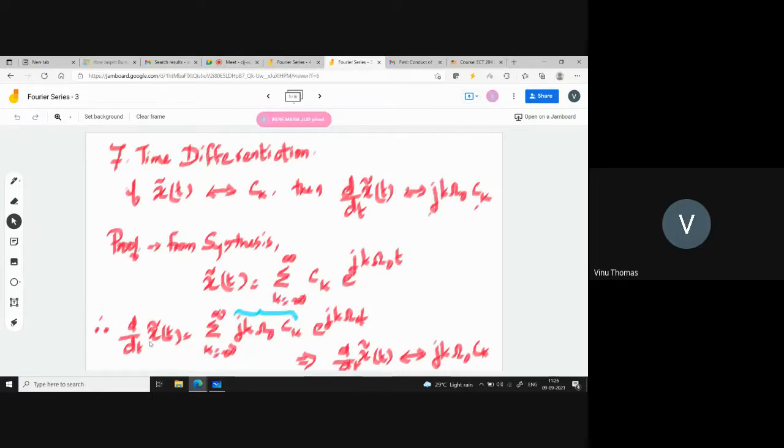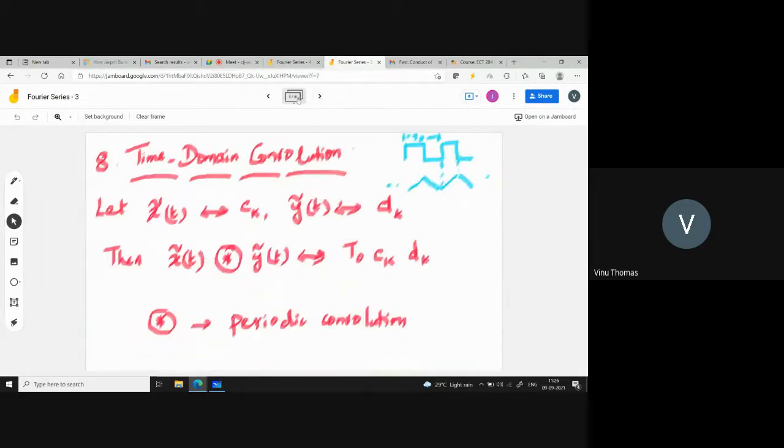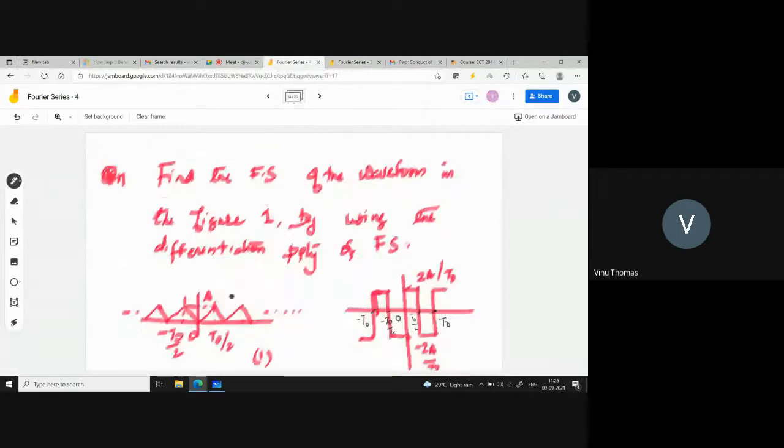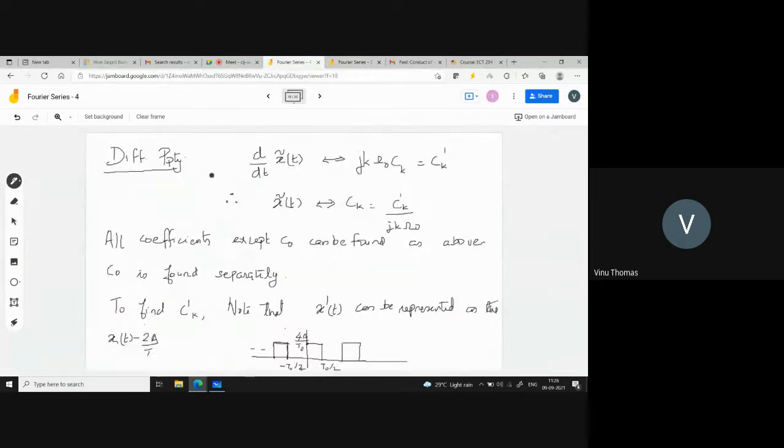Time differentiation. If I have d by dt of x tilde of t, you see that d by dt of x tilde of t has a Fourier series given by jk omega 0 into ck. So ck is multiplied by jk omega 0. So how will you get ck? So this we will do now. D by dt of x tilde of t has a Fourier series given by jk omega 0 ck. We will call this ck dash.